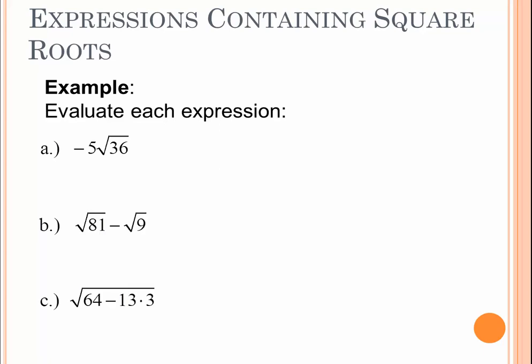Let's evaluate some expressions that contain square roots. Evaluate the expression -5 times the square root of 36. The square root of 36 is simply 6. -5 times 6 is -30.